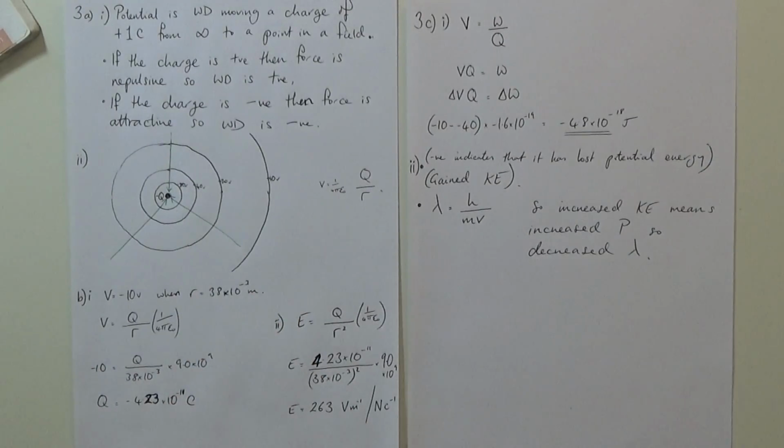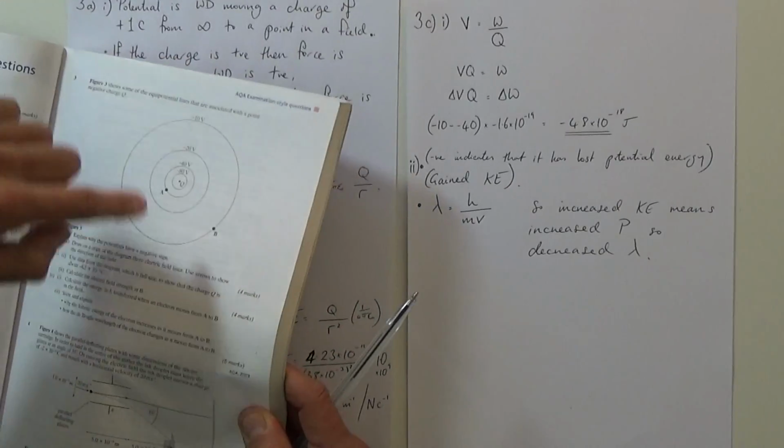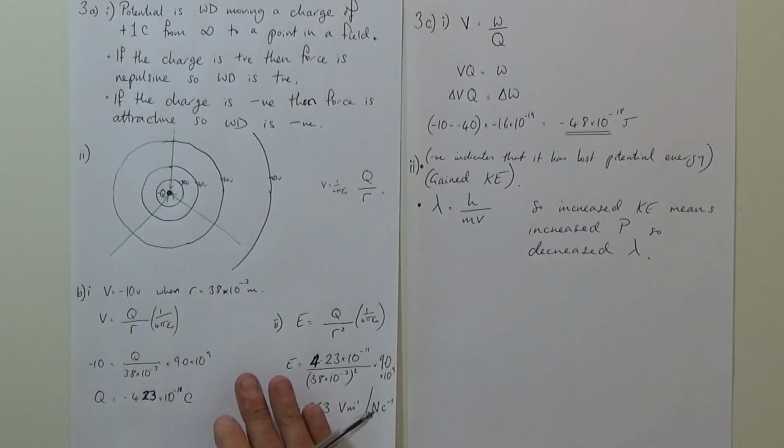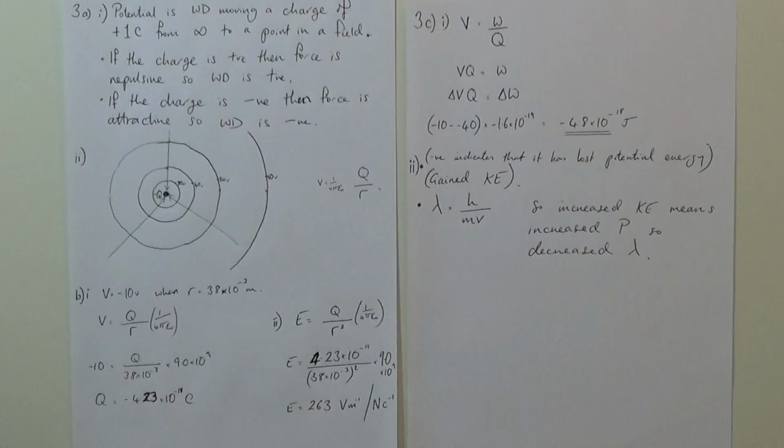You'll see it better if you measure it in the book. Anyway, that's a bit of an aside. Anyway, B asks us to use data from the diagram to show that the charge Q is about minus 4.5 times 10 to the minus 11 coulombs.